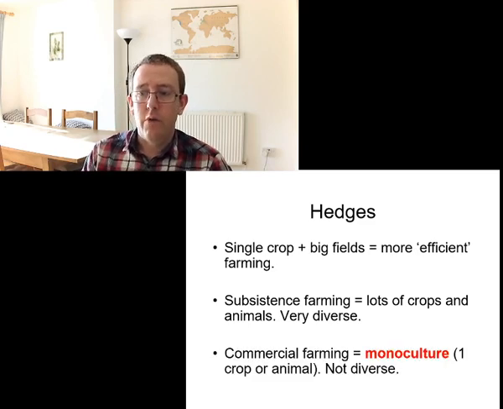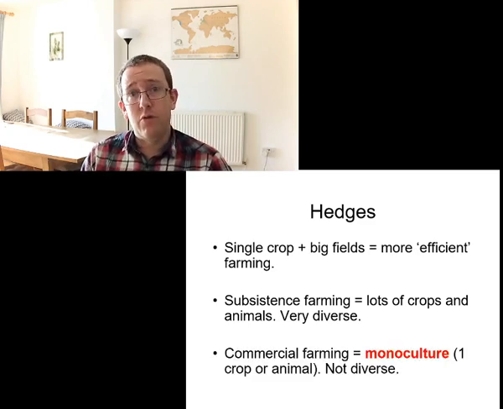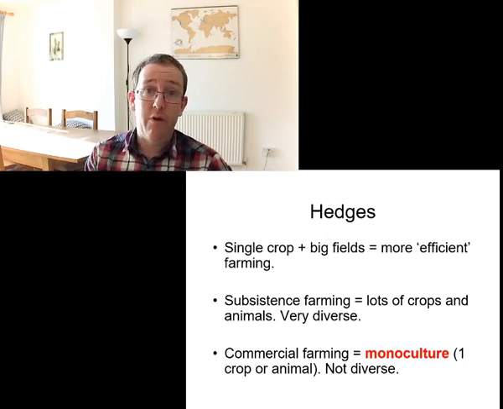Okay, so there's a key word here which is called monoculture. So commercial farming is what we call monoculture, basically one crop or animal, and it isn't very diverse, right? And therefore it's not very sustainable.